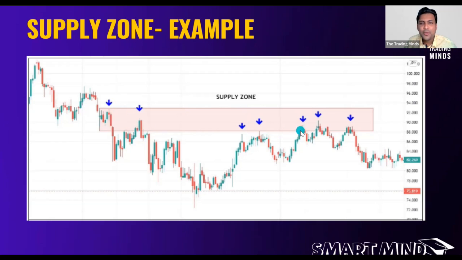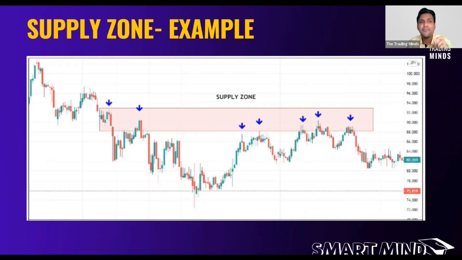What is a wick? You can see the candle, the big lines here. This is called a wick. It starts making a wick, or it halts for a while. See, it halted here for a while. If it starts to halt at some place at the top and is slowly sliding down, then that area is called a supply zone.